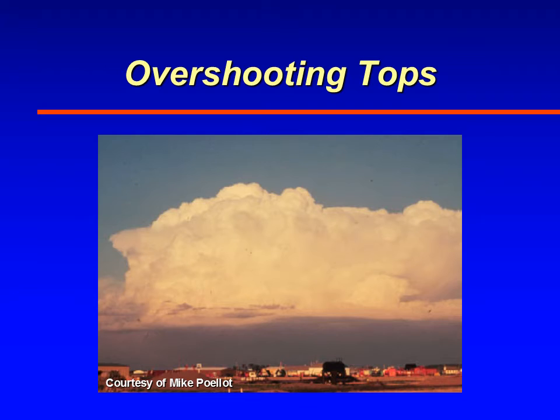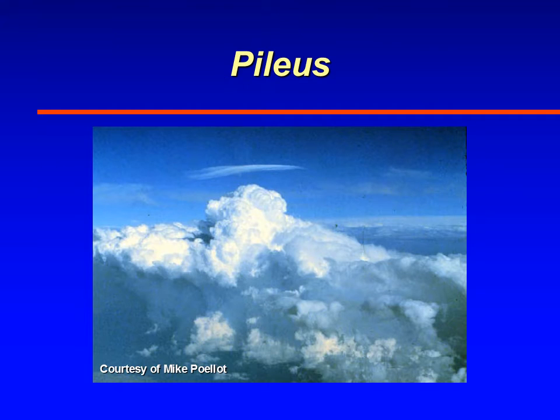Overshooting tops of a thunderstorm are the indication that the thunderstorm has a very strong and vigorous updraft. So the thunderstorm is punching through the tropopause into the stratosphere, and that's what overshooting tops are, the burbling part that's going up into the stratosphere.